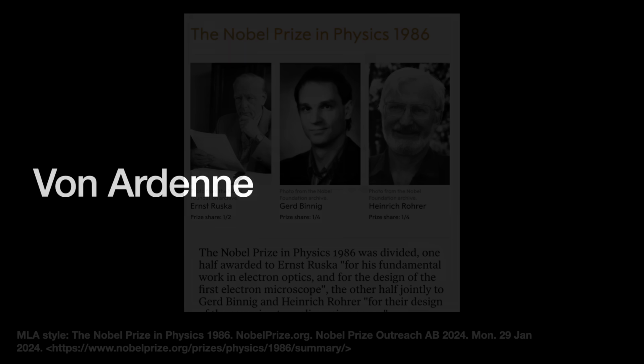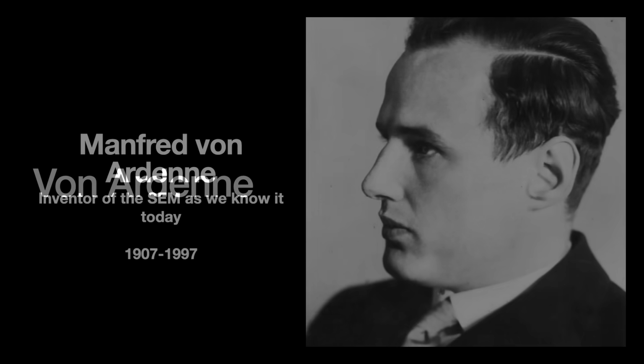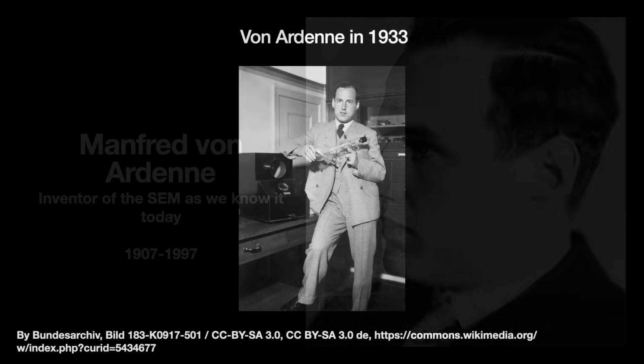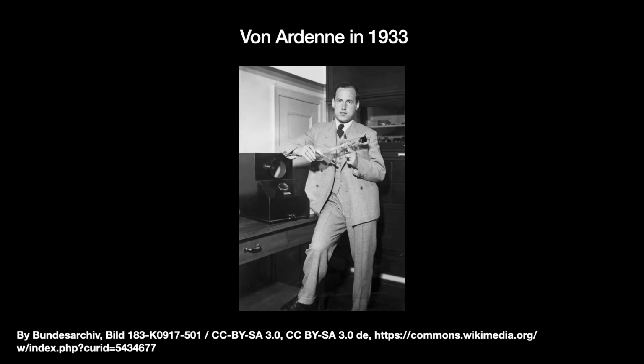Meet the German scientist Manfred Baron von Ardenne. He was born into a wealthy family, which let him run his own lab. Brilliant and self-taught, he received his first patent at the age of 15. In 1931, he demonstrated the first fully electronic television system. It used cathode ray tubes to produce images, which is pretty cool.